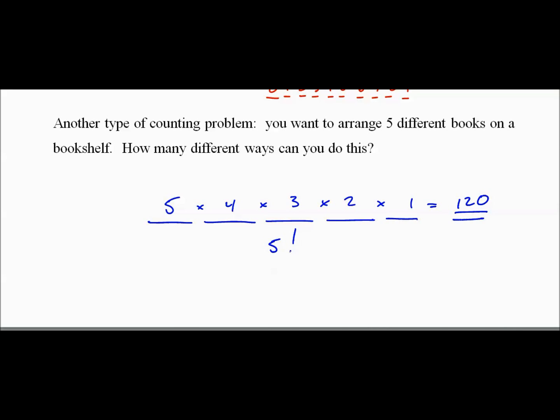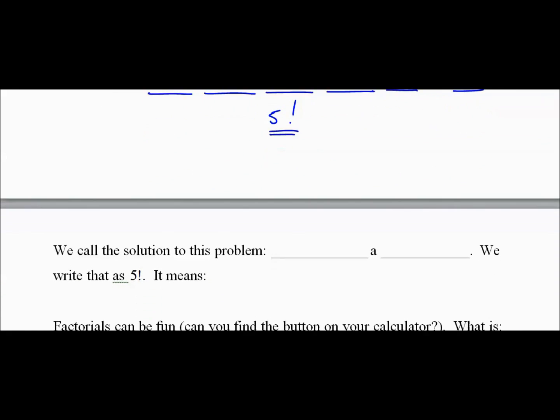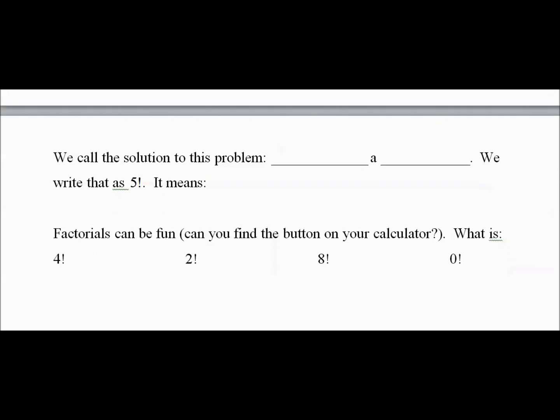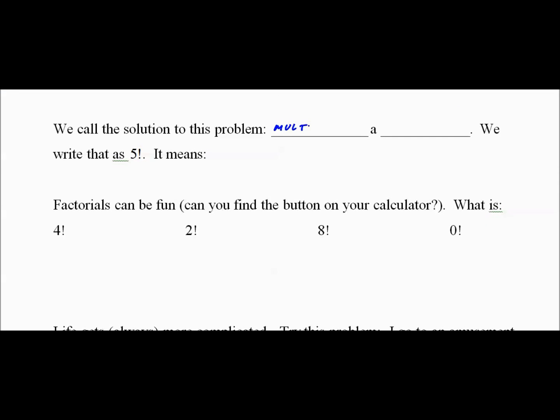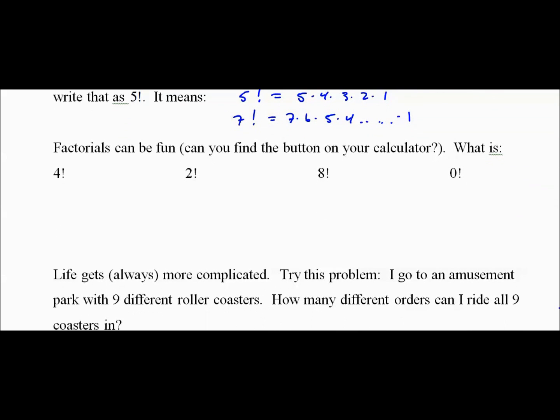The shorthand for this is called 5 factorial. That button is on your calculator. I'll show it to you another time. We call this multiplying a factorial. 5 factorial, like I just showed you, is 5 times 4 times 3 times 2 times 1. 7 factorial will be 7 times 6 times 5 times 4 times 3 times 2 times 1. So you can put them into your calculator, or you can just do them. 4 times 3 times 2 times 1. Do I really need to multiply the 1? No, of course not. 24.